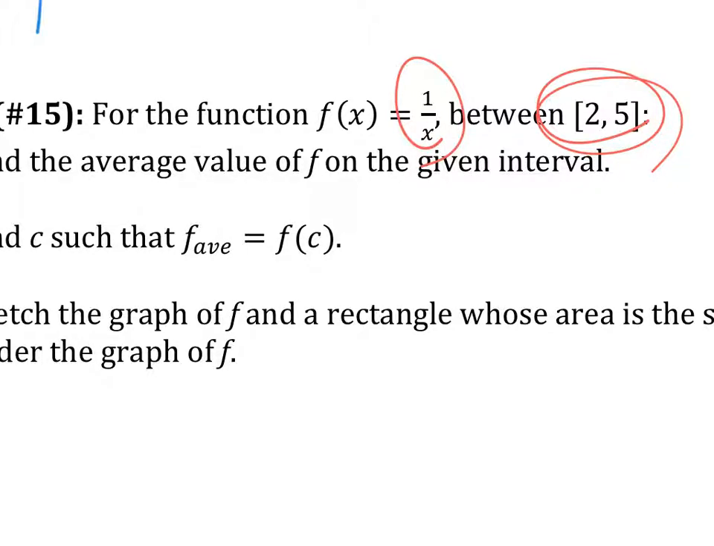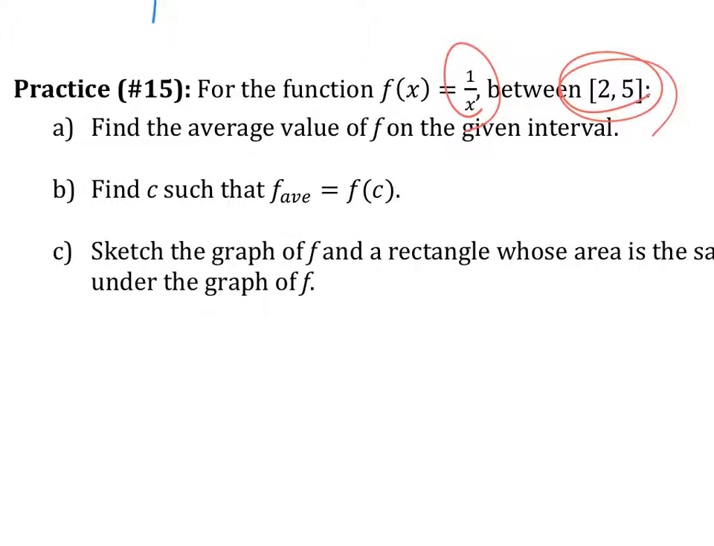So remember to apply the theorem, the condition has to work. The condition is always that the function is continuous in this interval. 1 over x is not continuous, but within 2 to 5, it is. So it's fine to use the theorem. But you do have to check the condition. The first one, find the average value on the given interval. You know how to do that. B, find c such that f average is equal to f of c. Go ahead and do A. If you're stuck on B, I will help you.